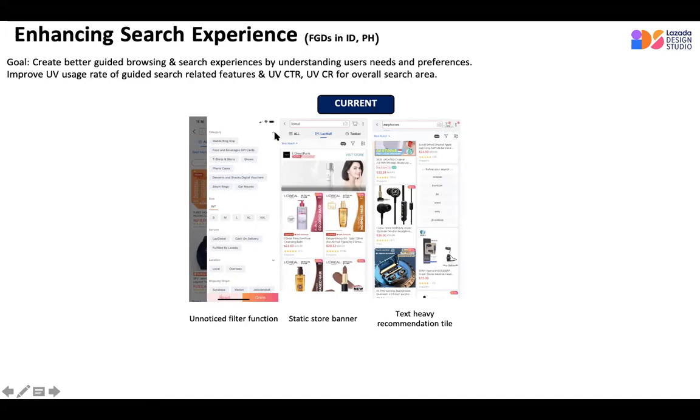A lot of people miss it because it's right in one corner with just an arrow button, kind of like this part. So we also had some static store banner, which was, so this one was like, there's a lot of text heavy recommendation tile. So this is very text heavy. People might not read through it. So this is current Lazada.